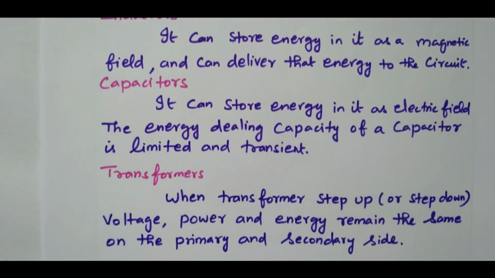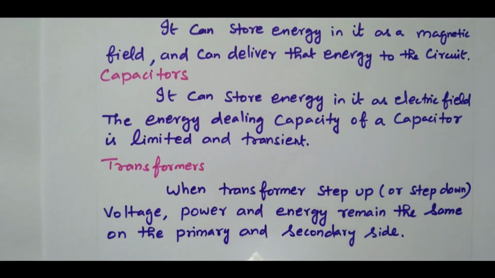Then the transformer. We have step up transformers and step down transformers. It will increase the voltage or decrease the voltage. The secondary voltage may be greater than the primary voltage, or the secondary voltage may be less than the primary voltage. Here the voltage is increased, but power and energy remain the same. There is no change in the power. When the voltage increases, current automatically decreases, so the total power remains constant in both primary as well as secondary. So there is no amplification, only the voltage level changes.